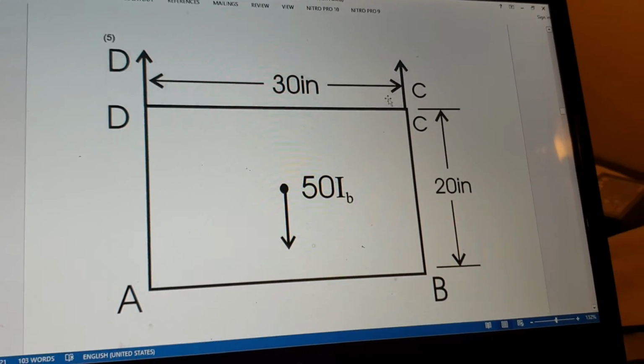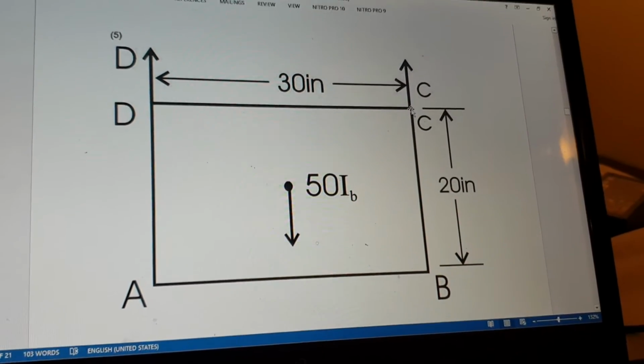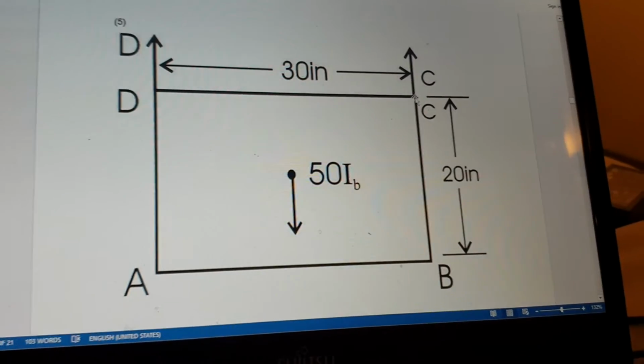And let's take summation of moment at C. Summation of moment at C, it will give you, let's see, because this is also not complete.